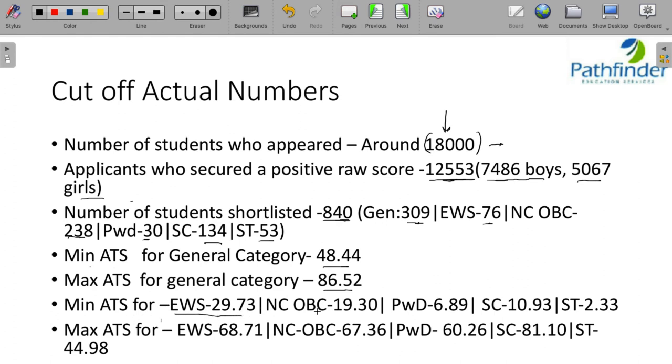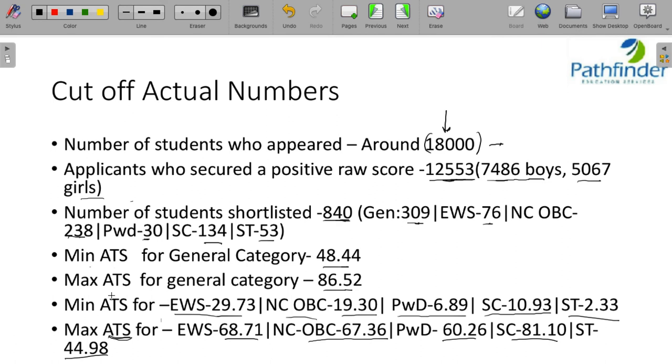EWS minimum is 29.73, NCOBC minimum is 19.3, physically handicapped minimum is 6.89, SC minimum is 10.93, and ST minimum is 2.33. Similarly, maximum aptitude test score, ATS stands for aptitude test score, EWS 68.71, NCOBC 67.36, physically handicapped 60.26, SC 81.10, and ST 44.98. So these were the actual minimum and maximum aptitude test scores in each of the category.